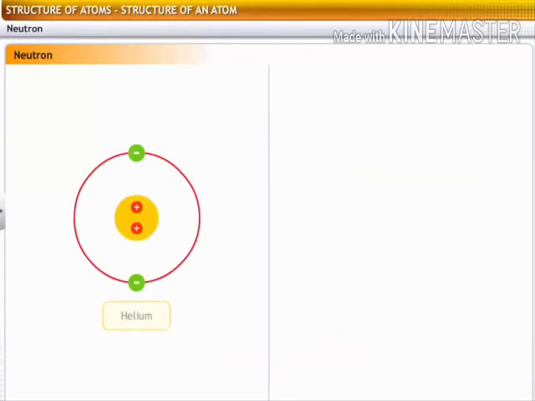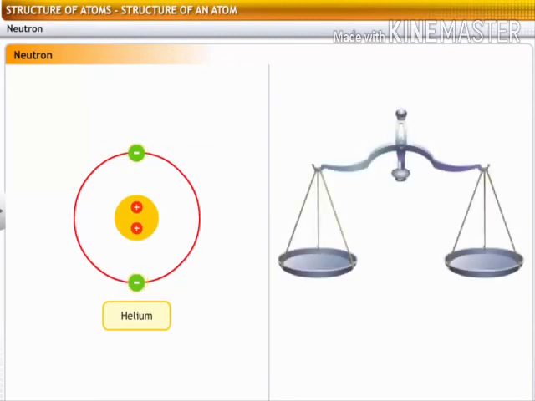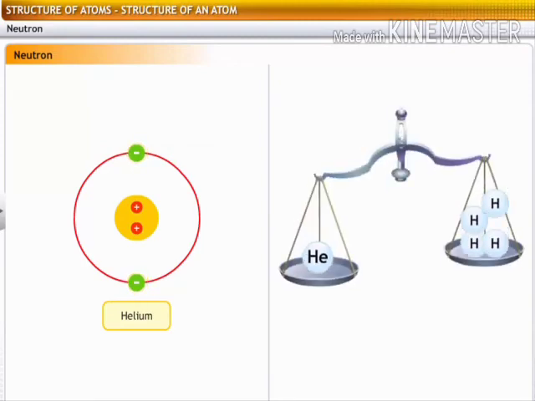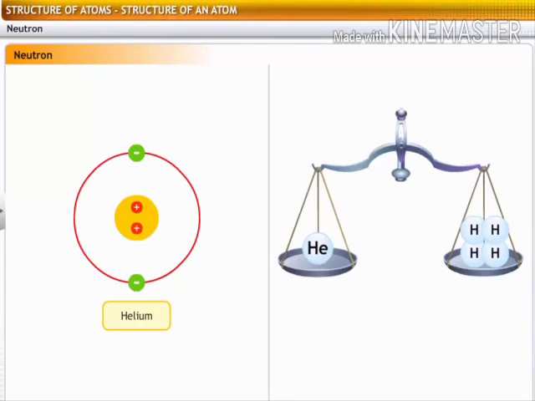Let's examine the element helium. It was found that helium has 2 protons and 2 electrons. However, its mass was found to be 4 times that of hydrogen. Similarly, the weights of some other elements were also found to be double or more than double the weight.